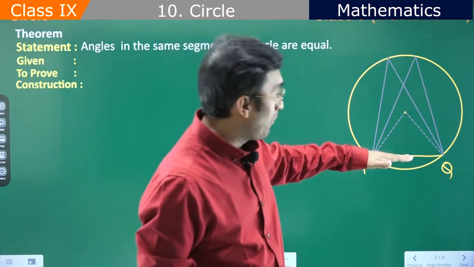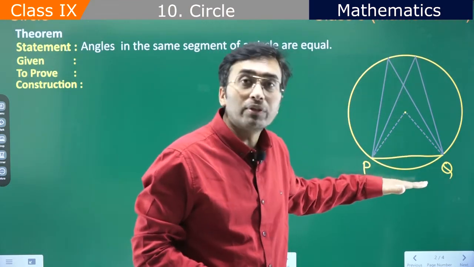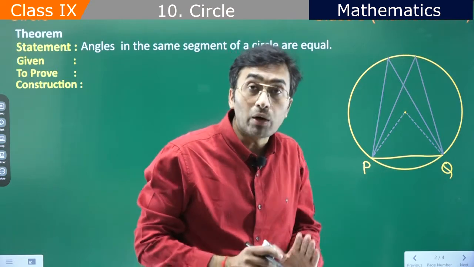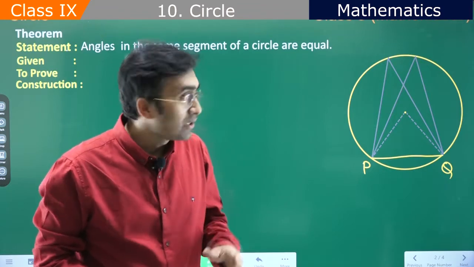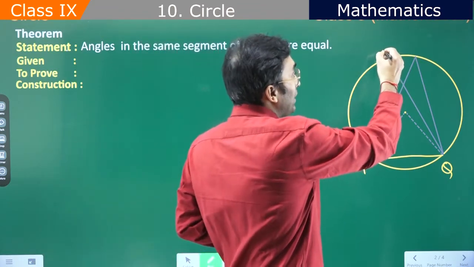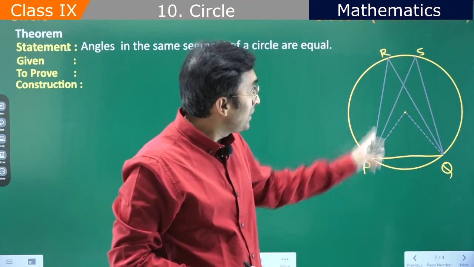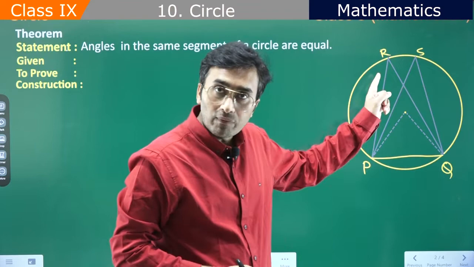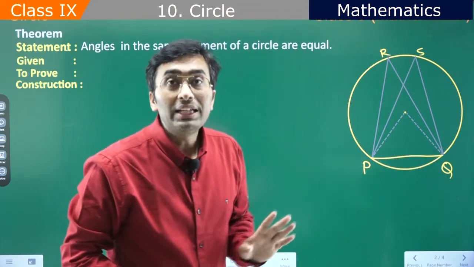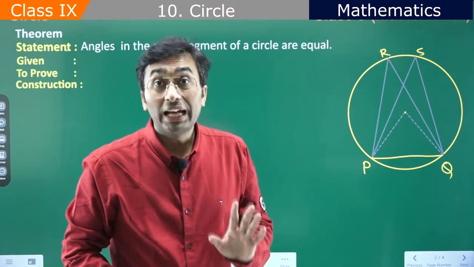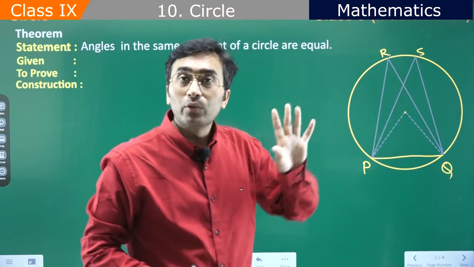Two parts, like see, the upper part of the PQ is called the major segment and the lower part of the PQ is called the minor segment. Now what the theorem says, angle in the same segment. So you can say that let this be R and let this be S. So we can say that angle PRQ, this is one of the angles, and the next angle is PSQ. Both the angles are going to be equal as per the theorem, because they both are in the same segment, so they are going to be equal.